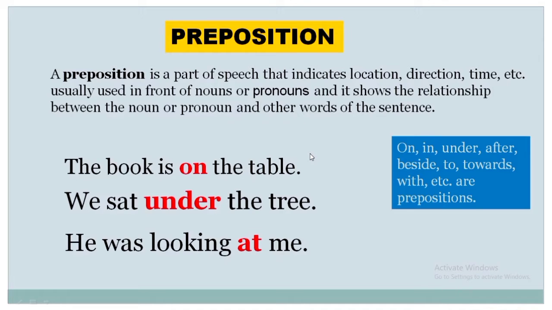Some preposition examples: on, in, under, after, beside, to, towards, with, etc. are prepositions. The book is on the table. We sat under the red tree. He was looking at me. In these sentences, we can find the prepositions in red color.